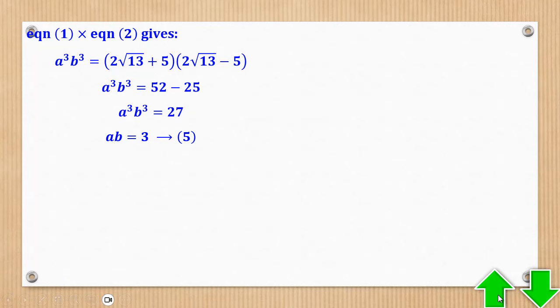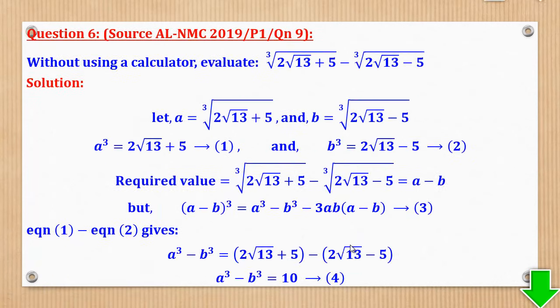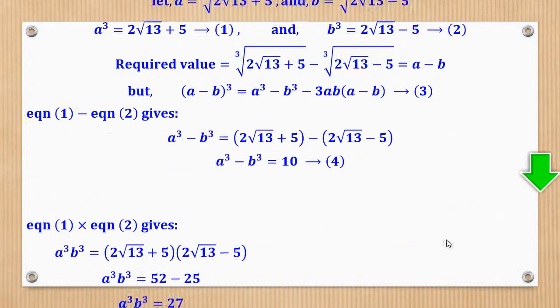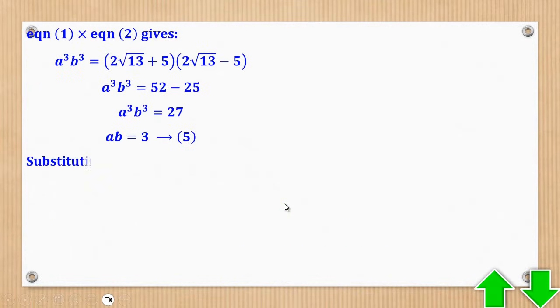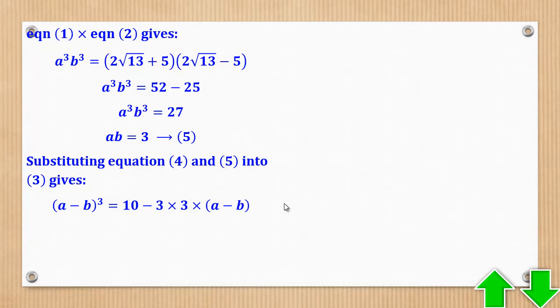So AB is that. Why are we trying to do that? Because we want to get these ones. Our aim is to get A minus B, so I had to get AB. I also had to get this. And now that I have got them, I can now substitute to come up with that.